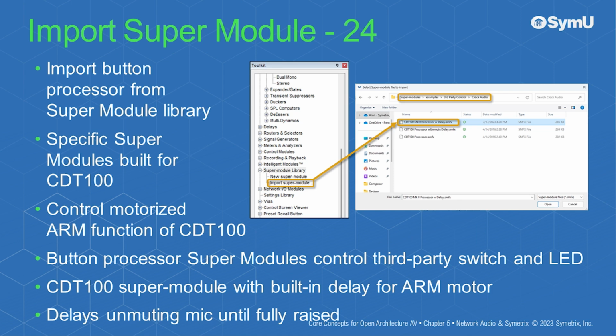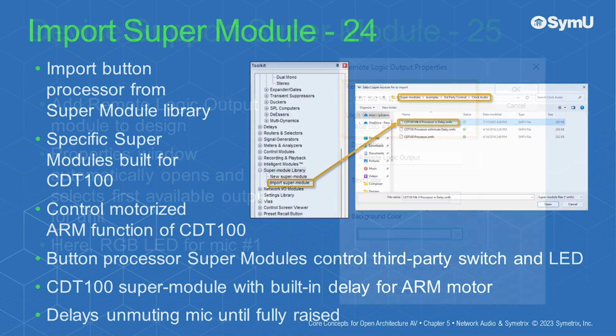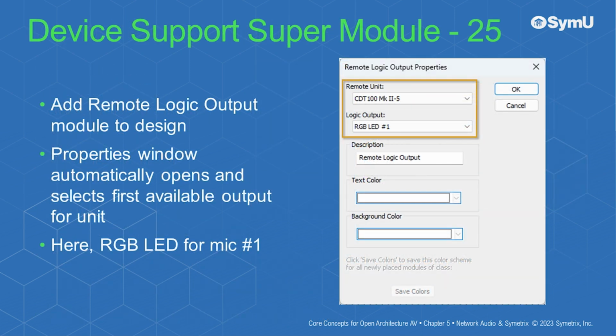This delays the unmuting of the microphone until the microphone is fully raised. That way the noise from the motor will not be picked up by the microphone. This supermodule is located in the third-party control folder. Add a remote logic output module to the design. The Properties window automatically opens and selects the next available output for that unit. In this case, it's the red LED for microphone number 1.